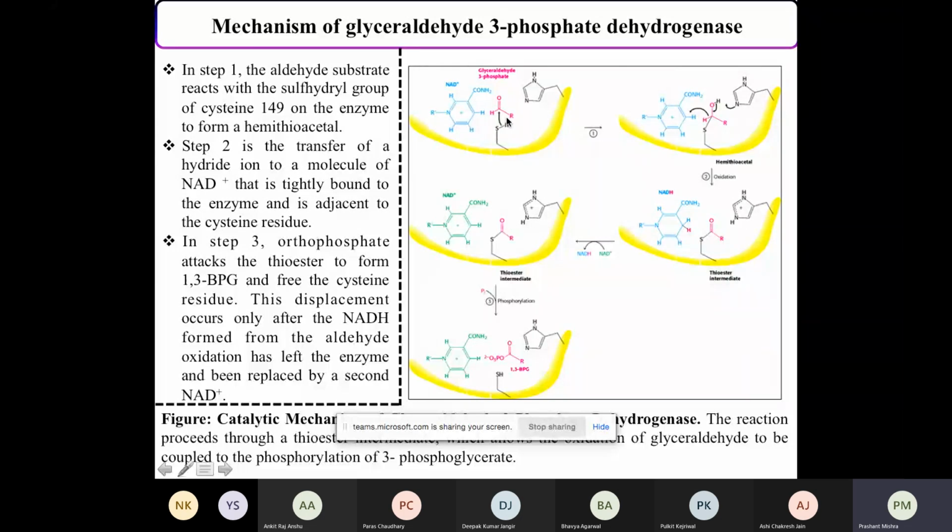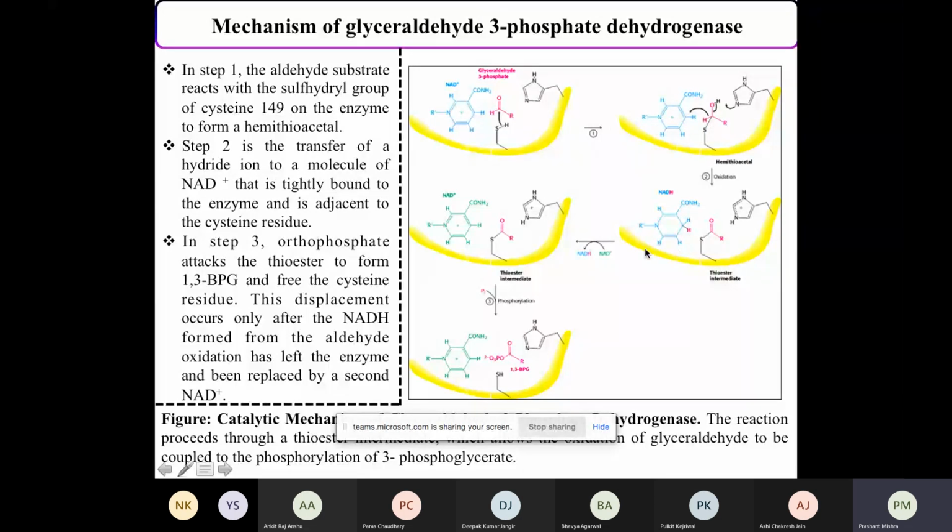On the surface, I have reduced the structure of glyceraldehyde 3-phosphate because R has been written, just only the aldehydic group has been exposed. So here the reaction starts: the first step is that your aldehydic group will join with the sulfhydryl group. And where is the sulfhydryl group? It is present on the cysteine residue of the enzyme. Now, once this bond is formed, then step 2 starts, where hydride transfer occurs. This hydride ion will be transferred to NAD plus. And what will happen? This will become NADH.